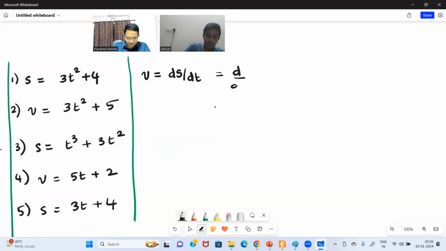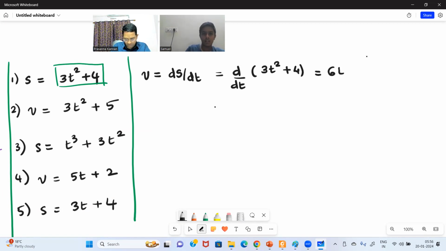That means you need to differentiate whatever is given here. What is given here? 3t squared plus 4. So we get 6t for velocity. So at this point, you'll be able to determine whether it is uniform motion or non-uniform motion. Can you tell me? What is it?